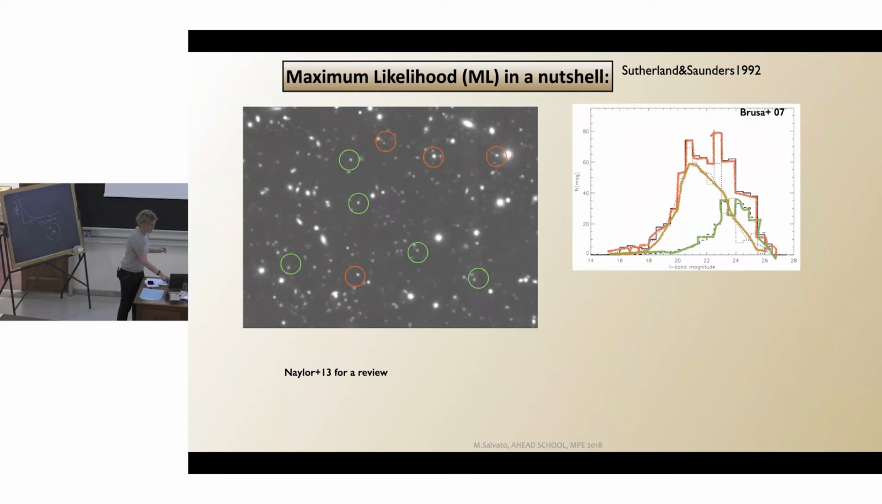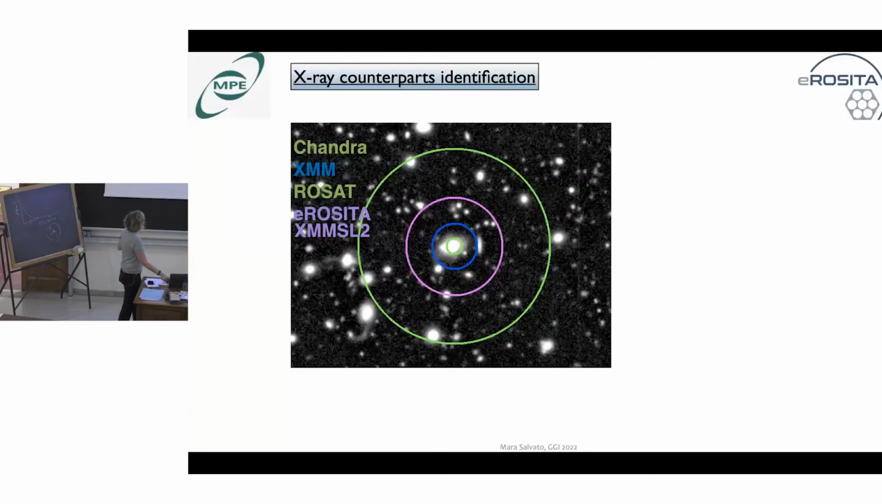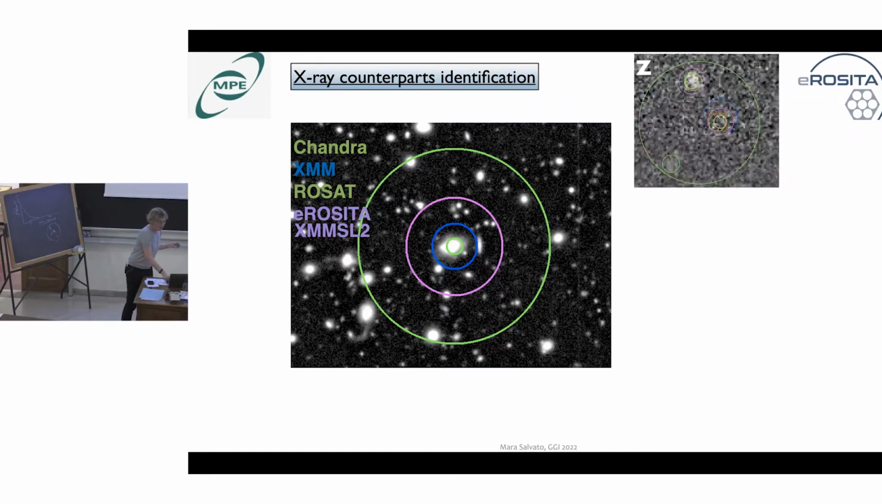And now the problem starts. In principle, this could be the solution. Here, the plot that I want to show was in the wrong order. So this was telling Chandra has a very precise position, so you will immediately identify the counterparts. If you have stuff like that, everything could be the X-ray emitter. Now the fun part.